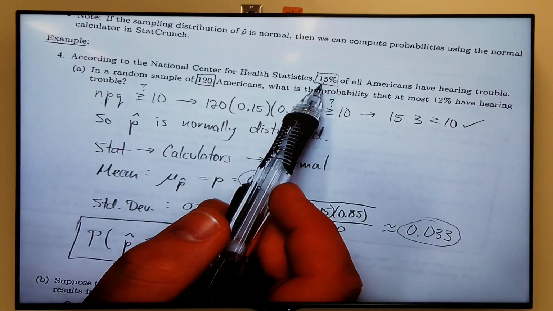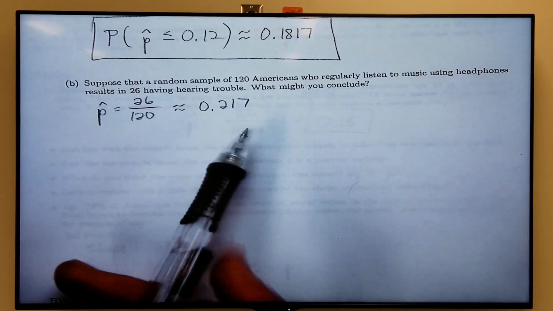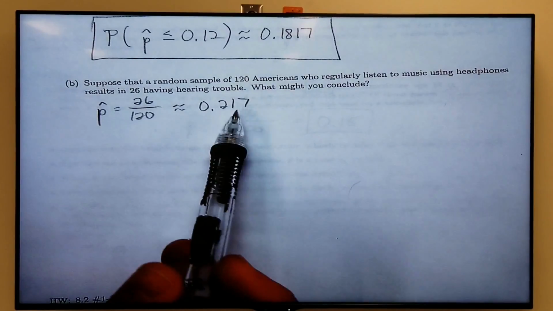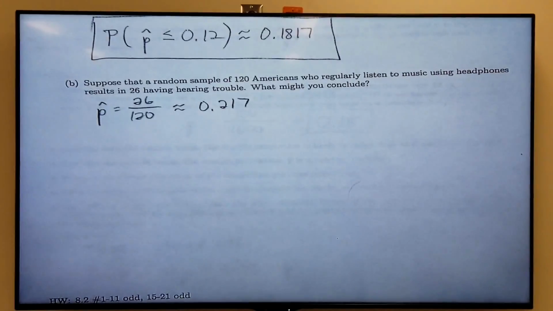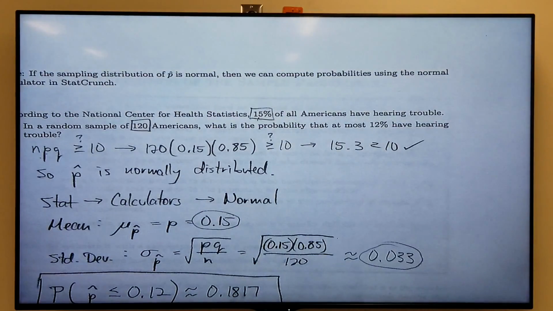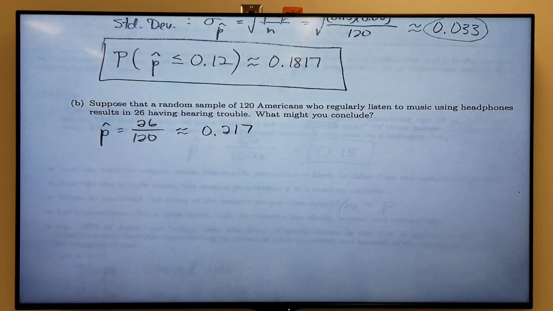It's like we would have expected 15% to have hearing trouble in our sample. We got 21.7%. So the question is, is that unusual? Is it unusual to get a sample proportion of 21.7 or more if the population proportion is 15%, right? So would this be an unusual thing to happen?